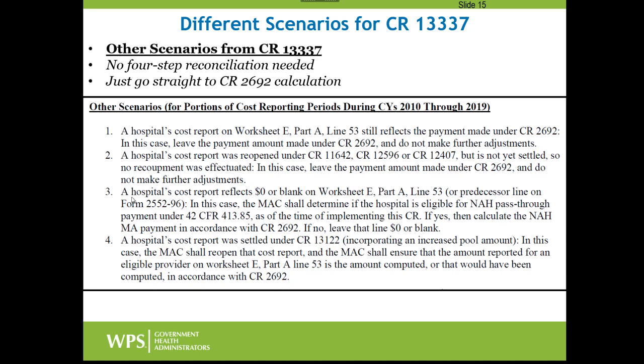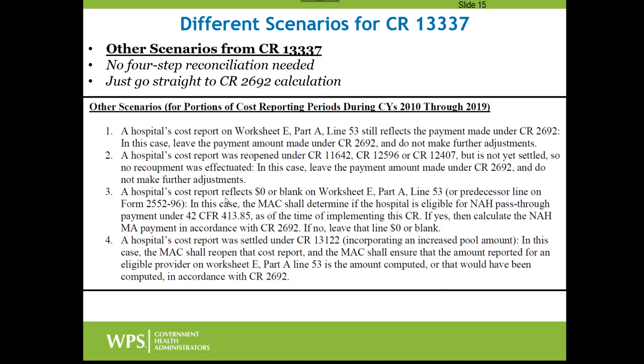Number three, a hospital's cost report reflects 0 or blank on E Part A, line 53. In this case, basically CMS is saying we need to make sure or determine whether the hospital is eligible for this pass-through payment, regardless of the fact that they didn't report it. Are they eligible for it? And if so, then calculate the nursing allied health payment in accordance with CR 2692. Again, another repeat. If no, obviously we'll leave that as blank or 0.